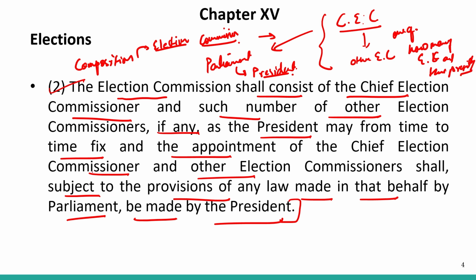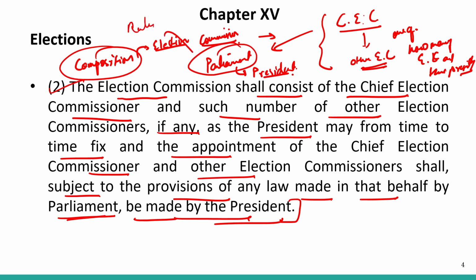So when we're talking about the composition of the election commission, it will consist of a chief election commissioner and other election commissioners, and the appointment shall be subject to the provisions of any law made in that behalf by the parliament and be made by the president. So the parliament will tell you the rules, and based on those rules, the president shall appoint the chief election commissioner and the other election commissioners.